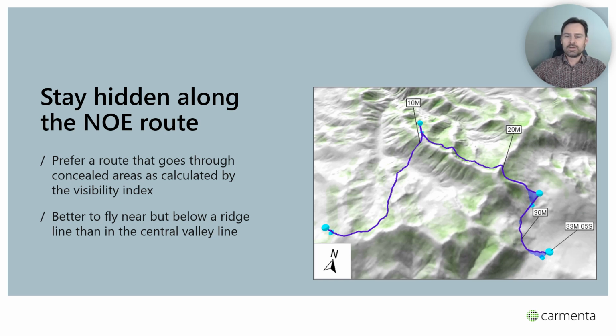Now let us use the visibility index to adjust the route to prefer concealed areas, displayed as green areas in the image here. Here we can see that it's now better to fly near but below the ridge than in the center valley line or at the ridge.